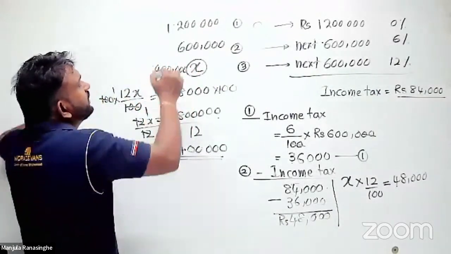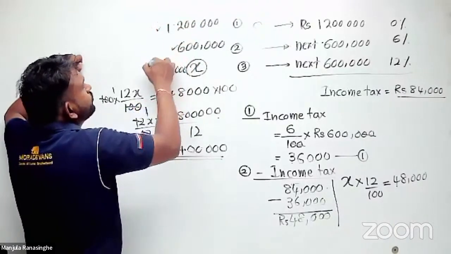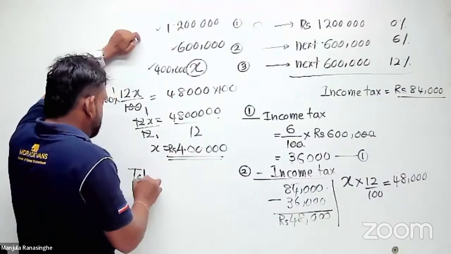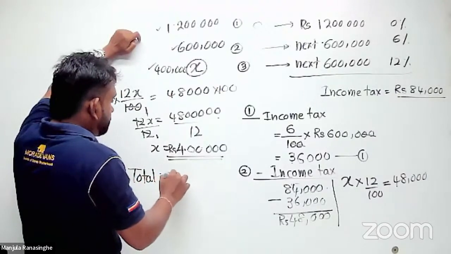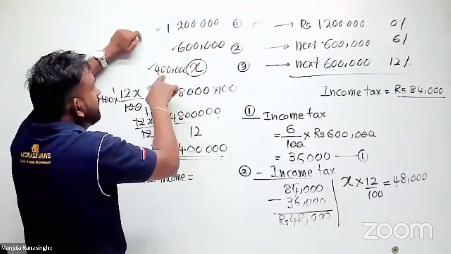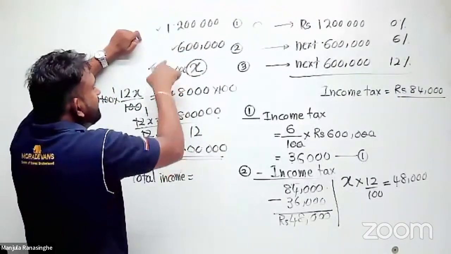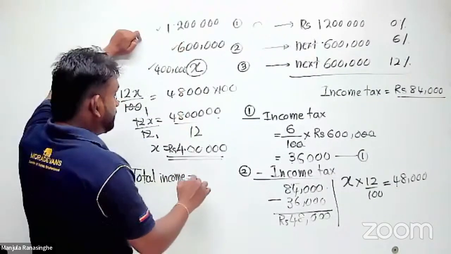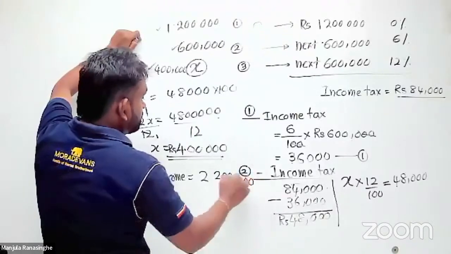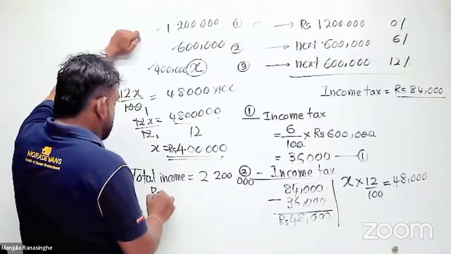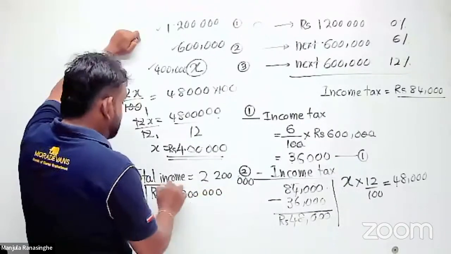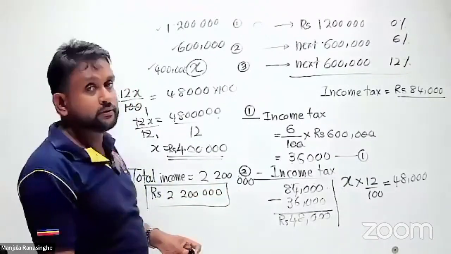Now the total income is the sum of these three: 1, 2, 3. So what is the total income? Total income equals 1.2 million plus 600,000 plus 400,000, which is 2,200,000 rupees. So that is the answer. I write below: 2,200,000 rupees. Right.